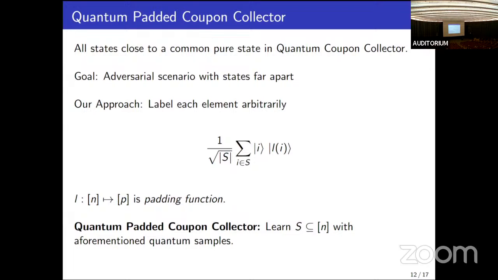Before moving on to an overview of the lower bound, I just want to point out one thing. If L is injective, and if you do not touch the register containing the padding, then effectively you're tracing out that register. And since L is injective, that basically implies you're decohering the entire superposition. So it reduces to basically the classical sample. That is one of the other reasons why we consider these kinds of samples.